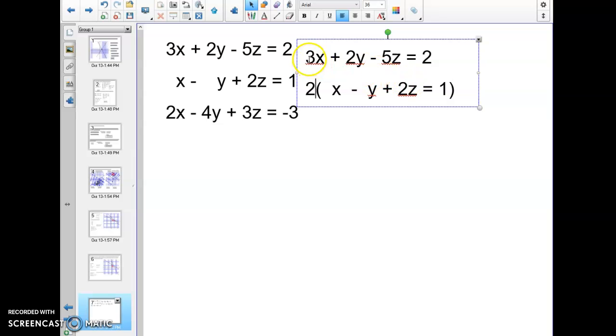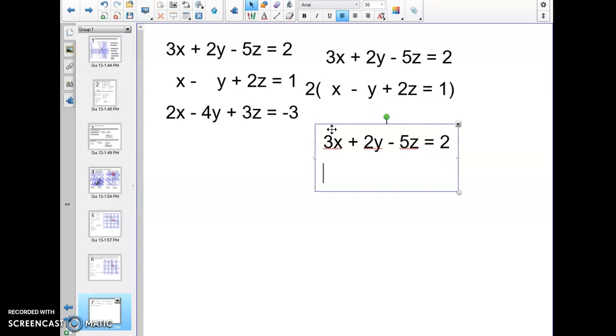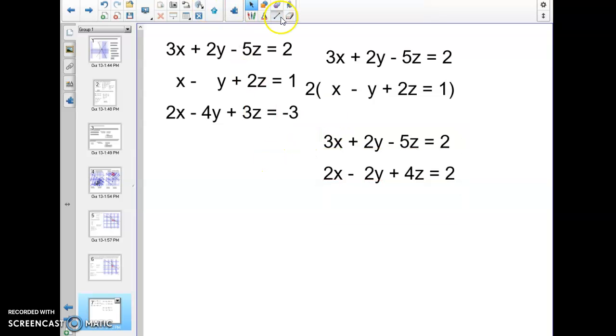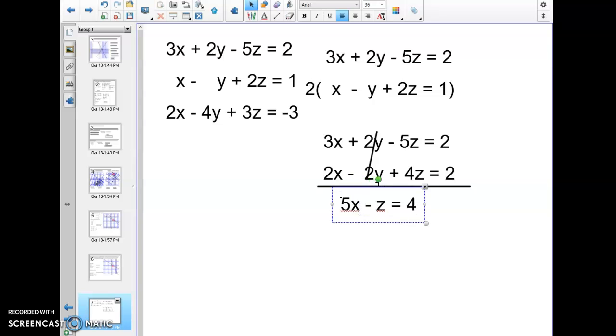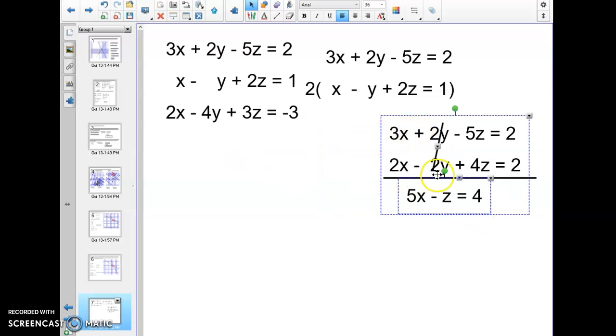And the reason I multiply by 2 here, keep everything lined up, is it will allow me to get rid of the y. So plus 2y minus 5z, we copy that top one over again, and now I'm at 2x minus 2y plus 4z equals 2. And now I'm going to combine my statements by adding them, and what works out very nicely here is the y's cancel. And now I'm left with 5x minus z equals 4. And I'm going to use that equation later on.